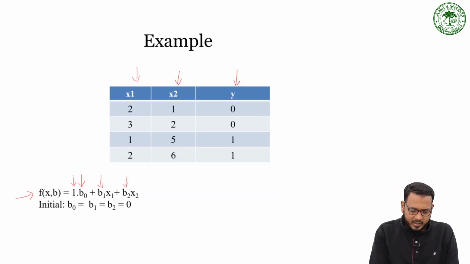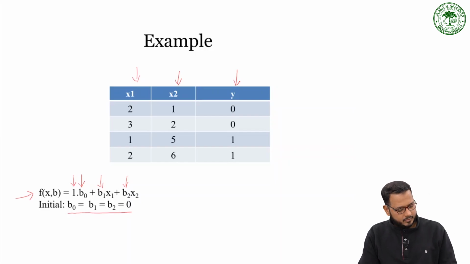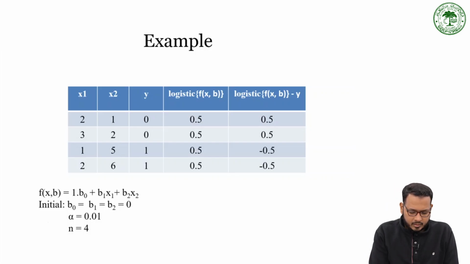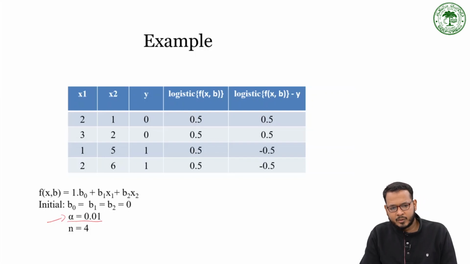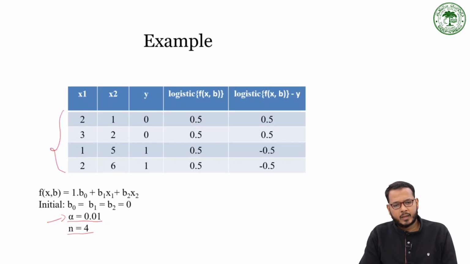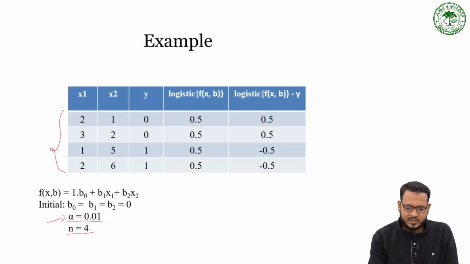Now, as the next step, we have set the initial values of bi's to 0. As the other steps of the algorithm, we have taken the alpha value as 0.01, and as you can see in our data, there are 4 examples in total. So the n value is 4. Now, if we calculate the logistic value corresponding to this row, it is going to be 0.5.